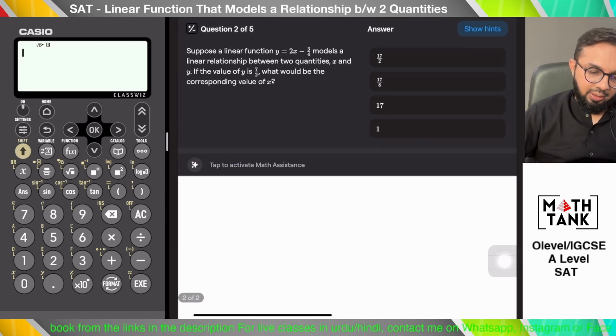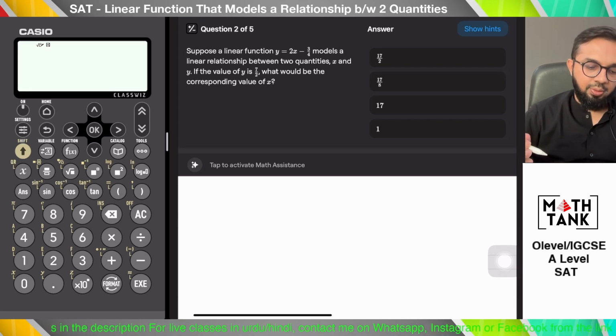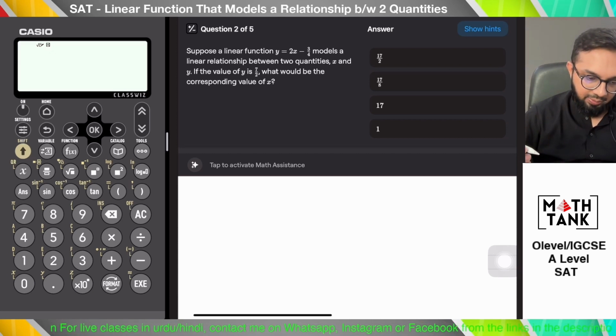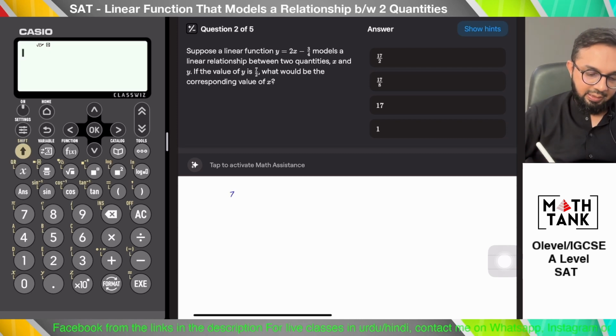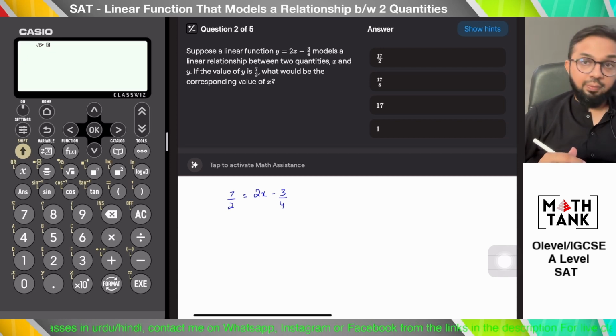Moving on to the next question, it says suppose a linear relationship y equals 2x minus 3 over 4 models a linear relationship between two quantities x and y. If the value of y is 7 over 2, what would be the corresponding value of x? So 7 over 2 equals 2x minus 3 over 4. So I will try to solve for x.